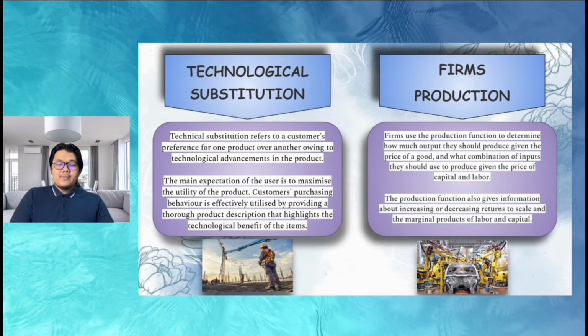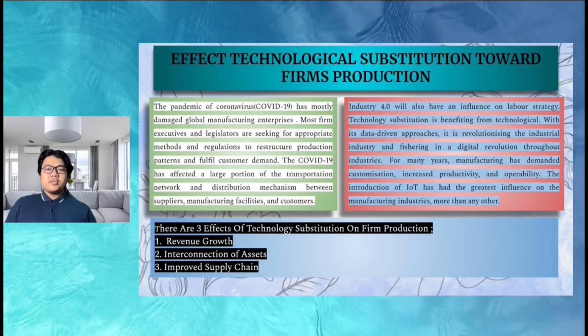Next is film production. Firms use the production function to determine how much output they should produce given the price of a good, and what combination of inputs they should use given the price of capital and labor. The production function also gives information about increasing or decreasing returns to scale and the marginal product of labor and capital. Next is the impact of technological substitution toward film production.